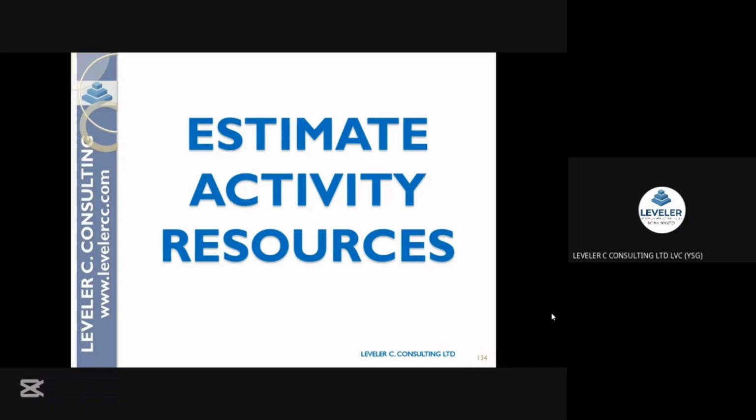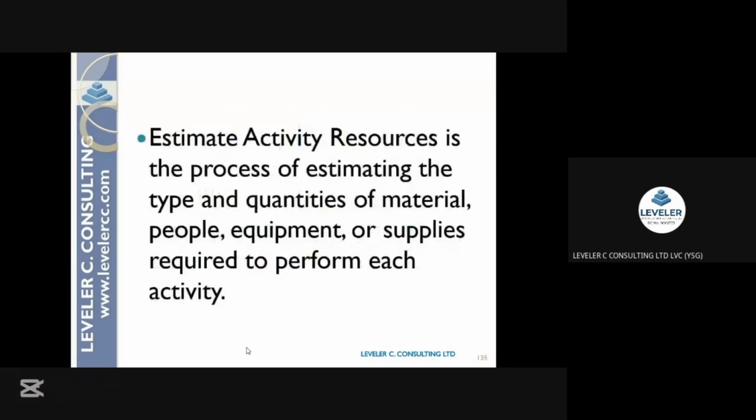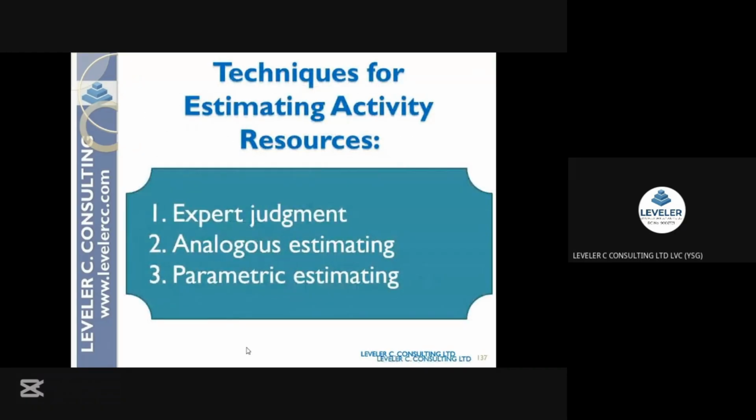When you do that, we say you are estimating activity resources. How do you estimate activity resources? So how do we estimate activity resources? We have been able to say that we need 3 persons for this particular activity. We need 1 person for this. So how do we go about it? Of course, expert judgment comes in again.